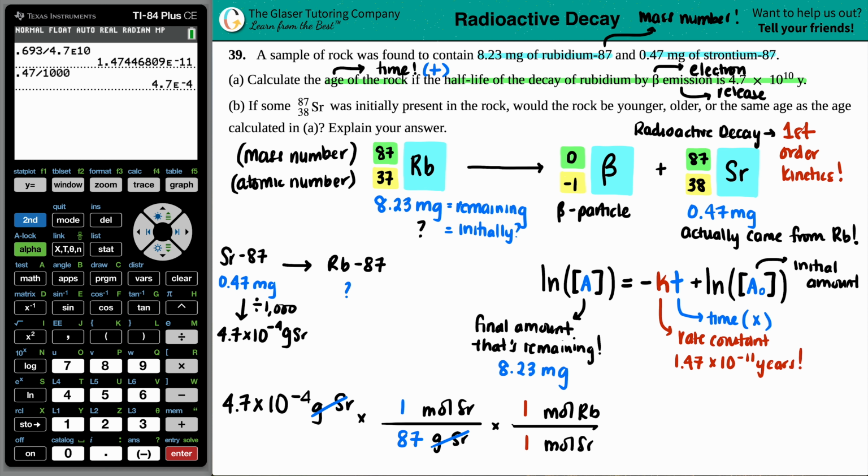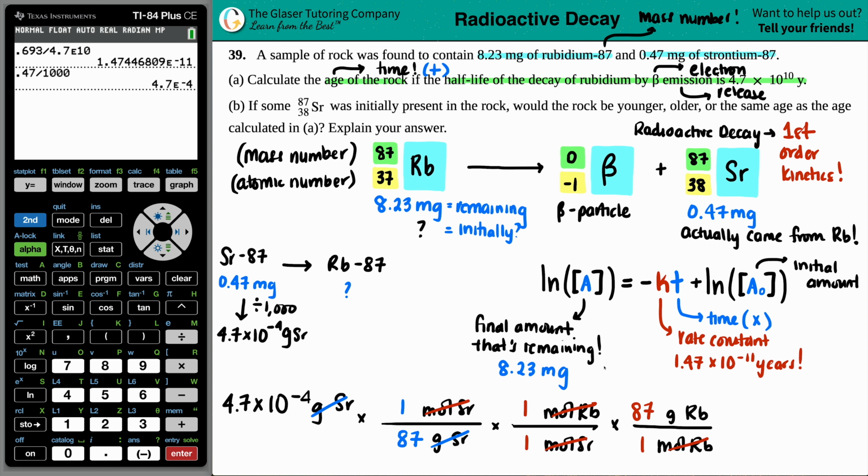Now, we just have to go back to the milligrams, right? So let's just convert over. Moles of rubidium on the bottom, grams of rubidium up on the top. They did tell us that the rubidium was 87 grams for every 1 mole, right? This is using the mass number. Moles of rubidium will cancel out, and you have grams.